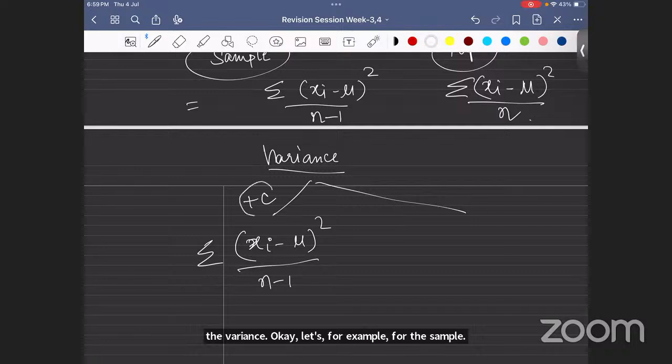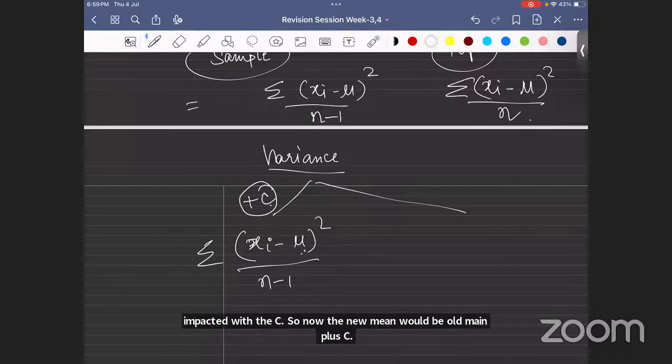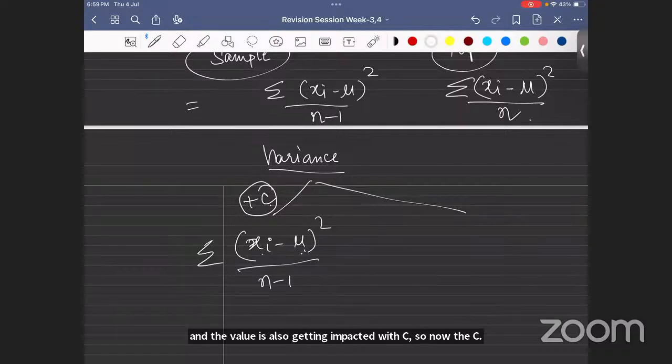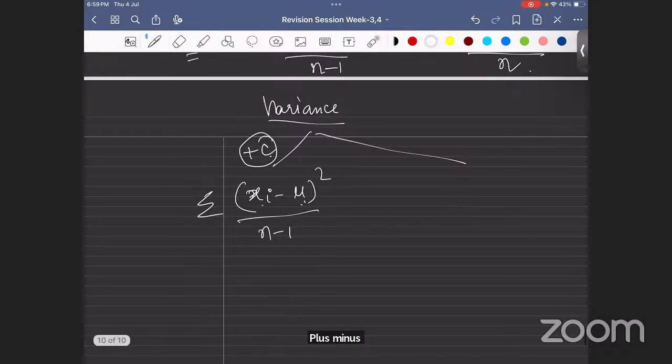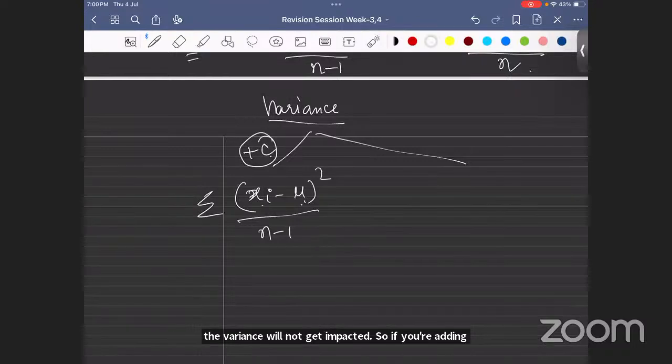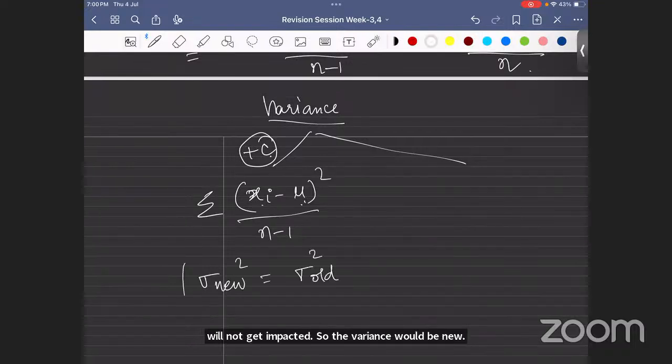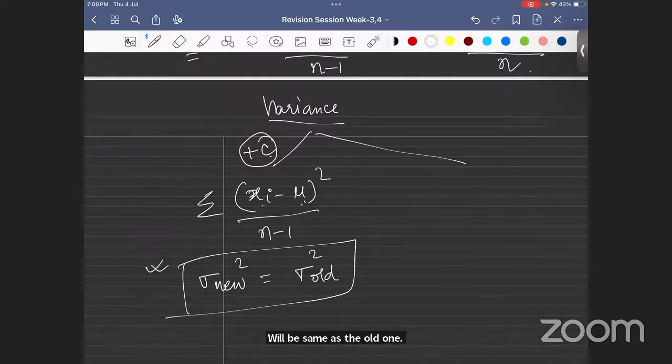Here you can see that if you are adding constant c to each of the data points, the mean is also getting impacted. So the new mean would be old mean plus c, and the values are also getting impacted with c. So now the c plus minus c, the c will get cancelled. So at the end, the variance will not get impacted. If you're adding some constant c to each of the terms, the new variance will be the same as the old one. Okay, so this is important. For the variance, it is not getting impacted. For all the other cases, it was getting impacted.